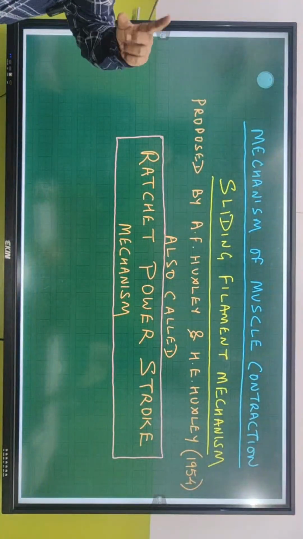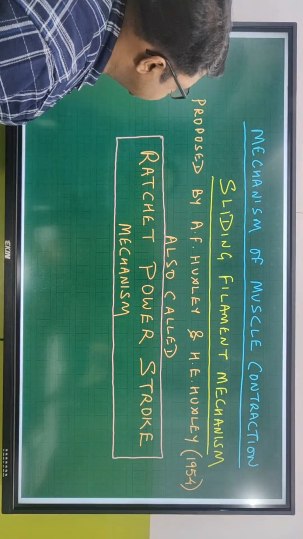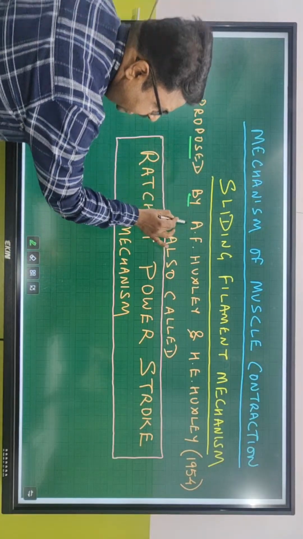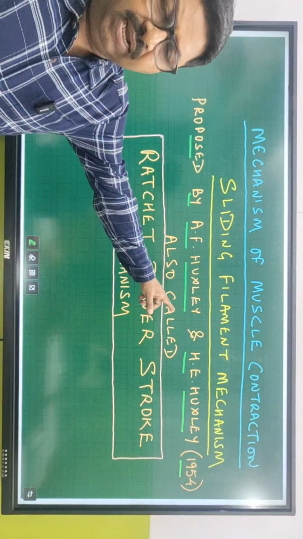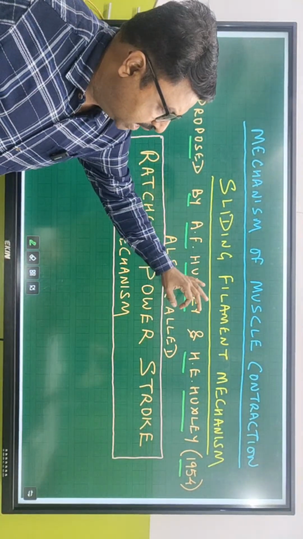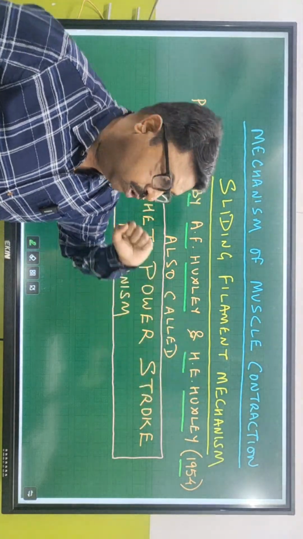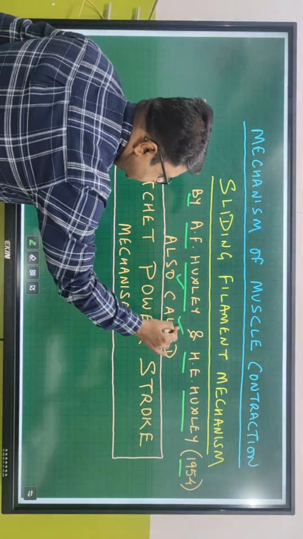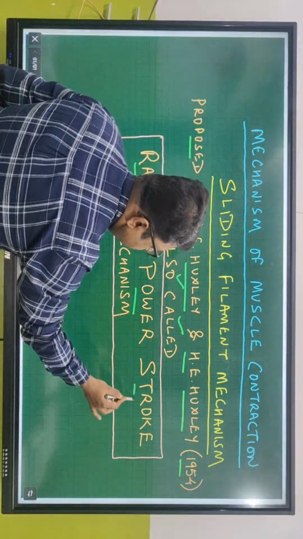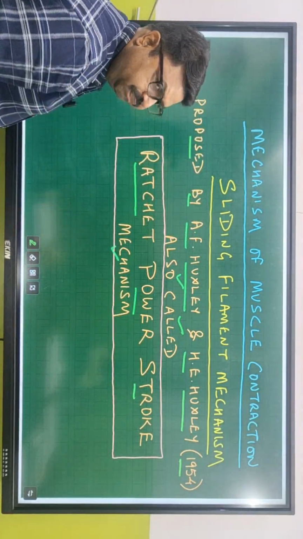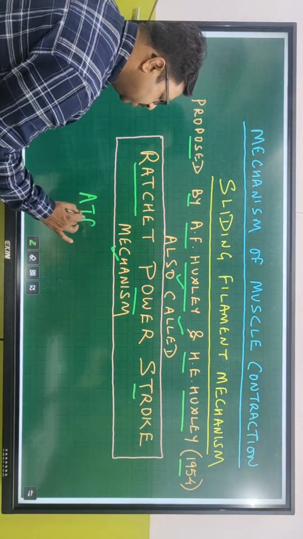Now, the mechanism of muscle contraction. Under the sliding filament mechanism, which was proposed by A.F. Huxley and H.E. Huxley in the year 1954. Last day we discussed the sliding filament mechanism. It is also called the ratchet power stroke mechanism, which needs ATP for that stroke.